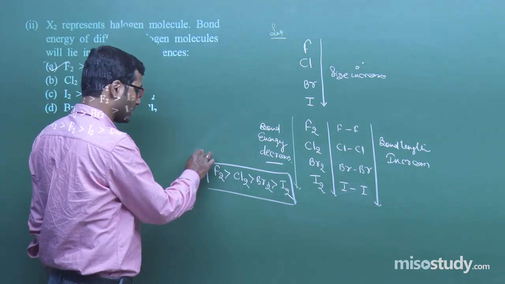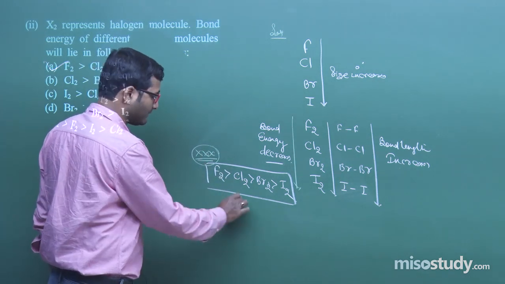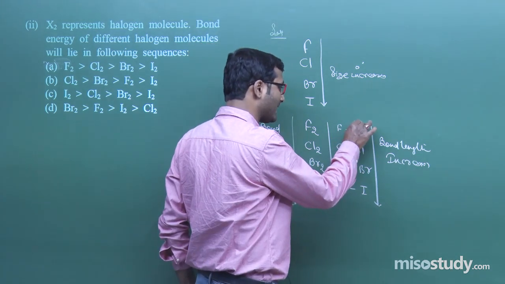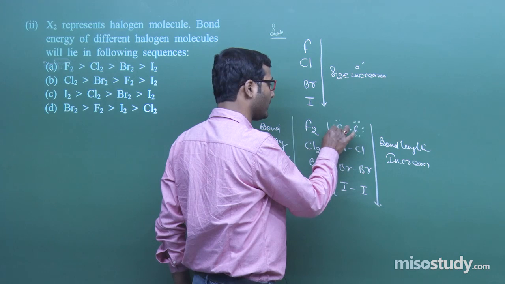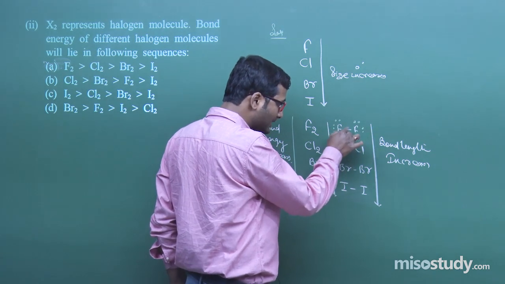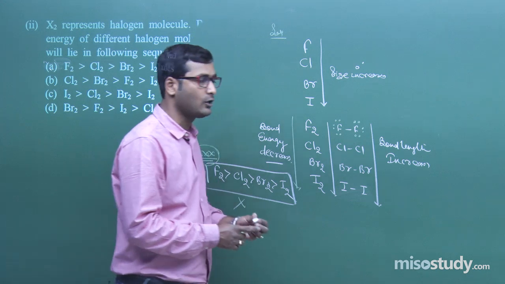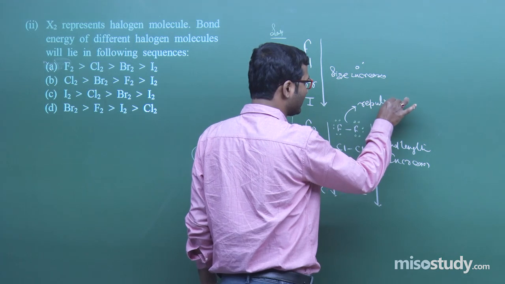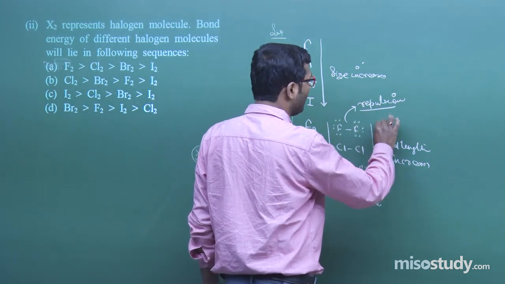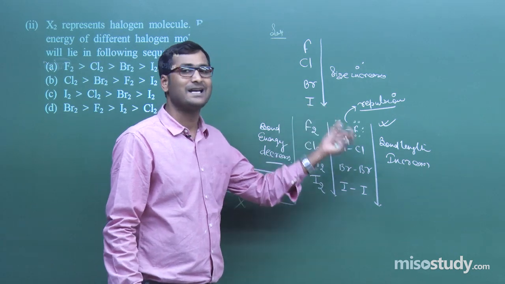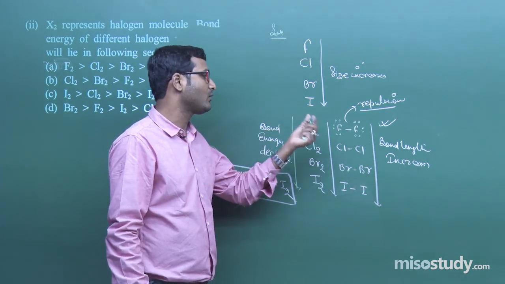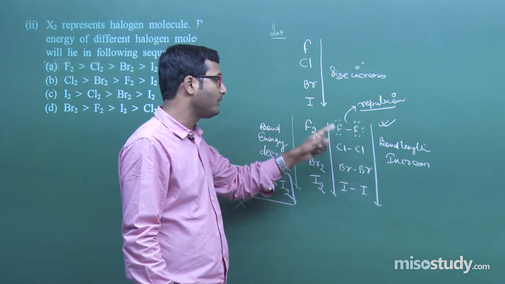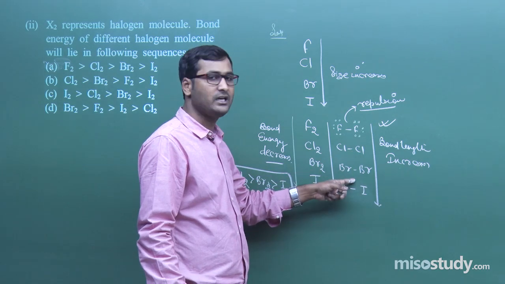But here you have to check. This is a wrong answer. A is not a correct option, because fluorine has 3 lone pairs of electrons on each fluorine atom. Due to the smallest size, there is a closeness between the lone pairs, and due to this, repulsion increases. So it will have more bond length, and it will require less energy to break the bond.